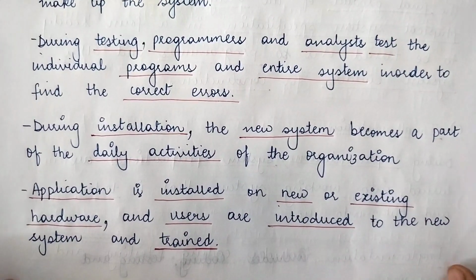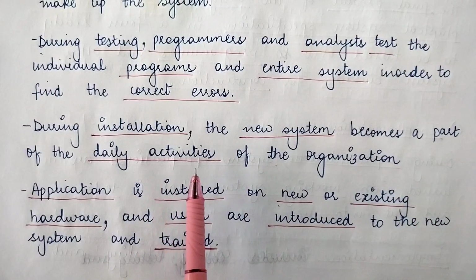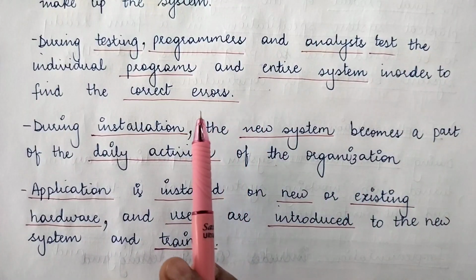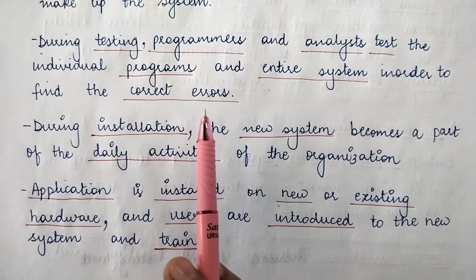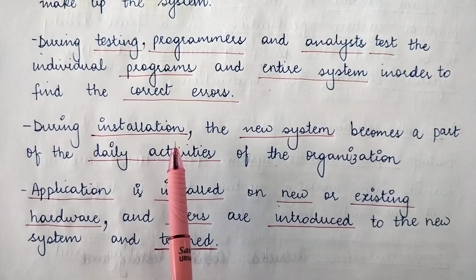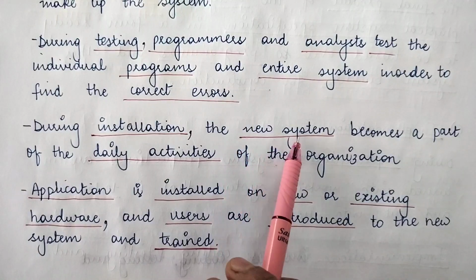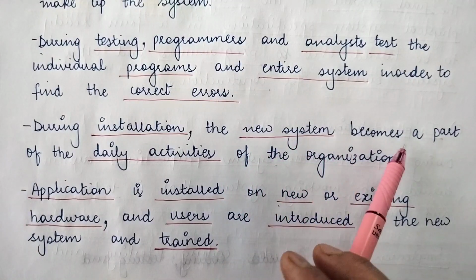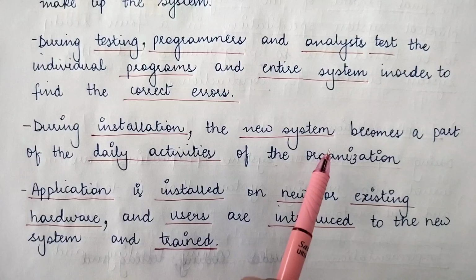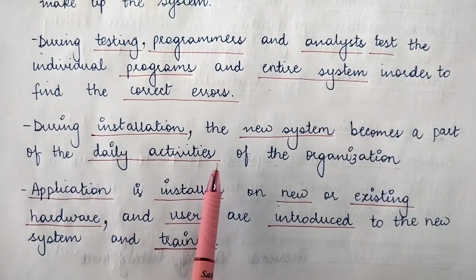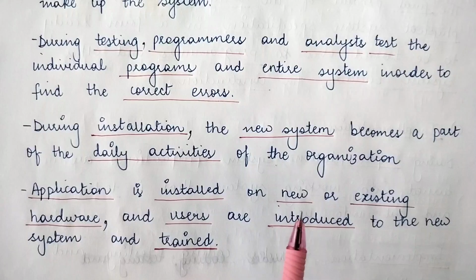During installation, the new system becomes a part of the daily activities of the organization. Finally, when all the errors have been found in the system and corrected, the next step is the installation step. During this step, the new information system which is developed becomes a part of the organization. It is installed in that organization and becomes a part of their daily activities, because the users of that organization would now be using it on a daily basis.